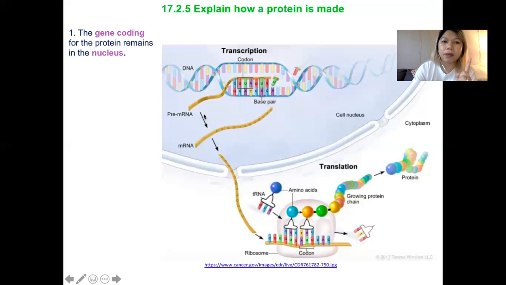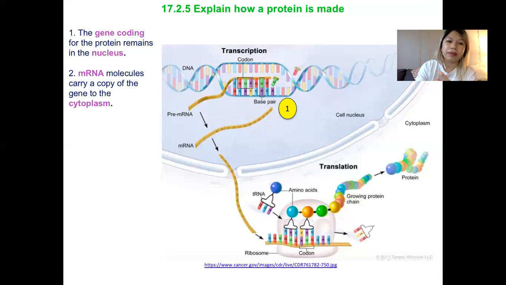Okay, so step number one, all the genetic information, the coding, is always found in the nucleus, right, in that DNA. Okay, that's important to know. Step number two, an mRNA is made and it carries a copy of that particular gene, so this one right here, out into the cytoplasm. So it passes through the nuclear pore and comes out into the cytoplasm, where it meets up with a ribosome, okay?